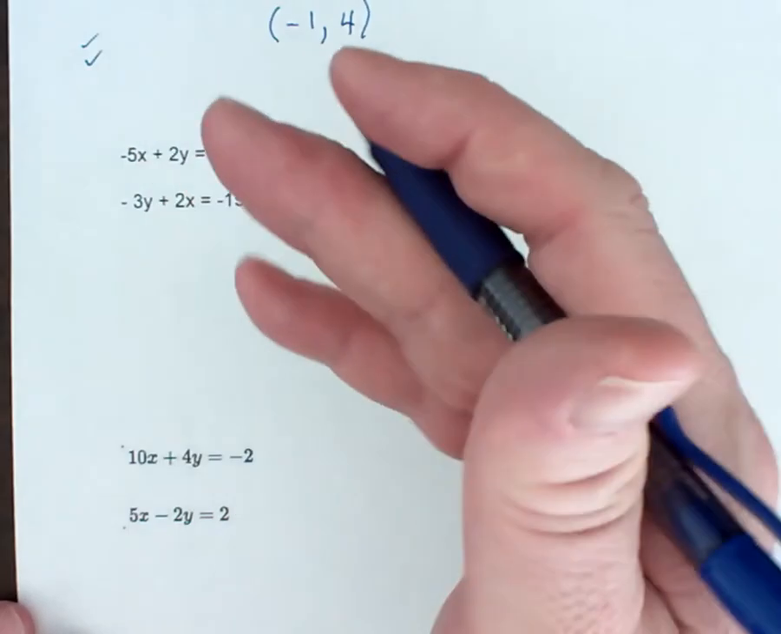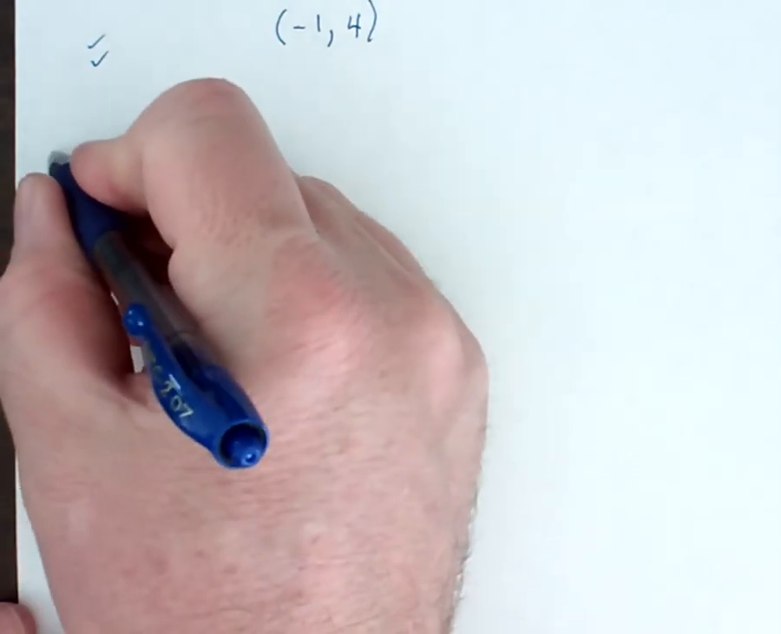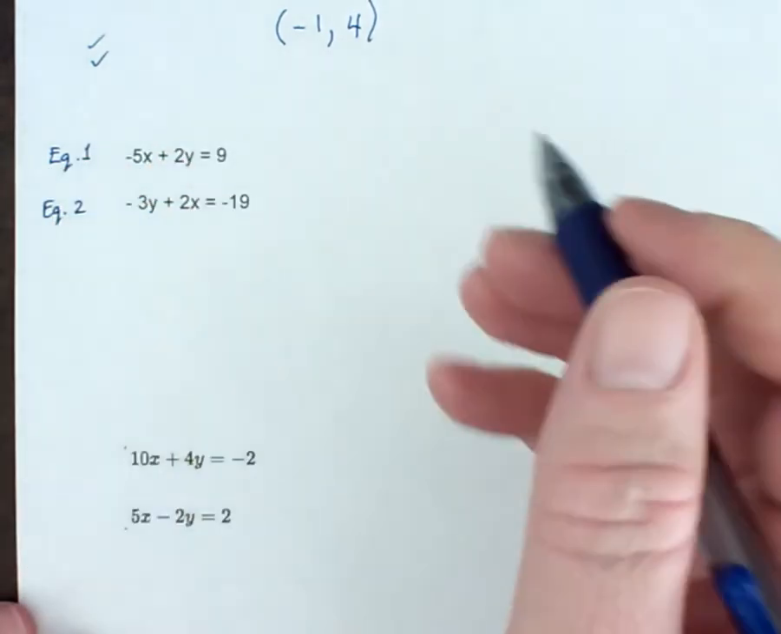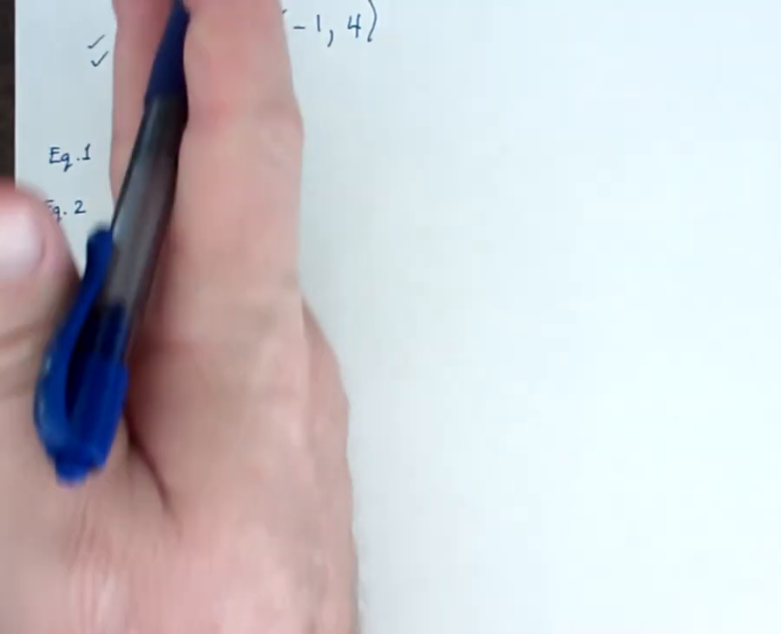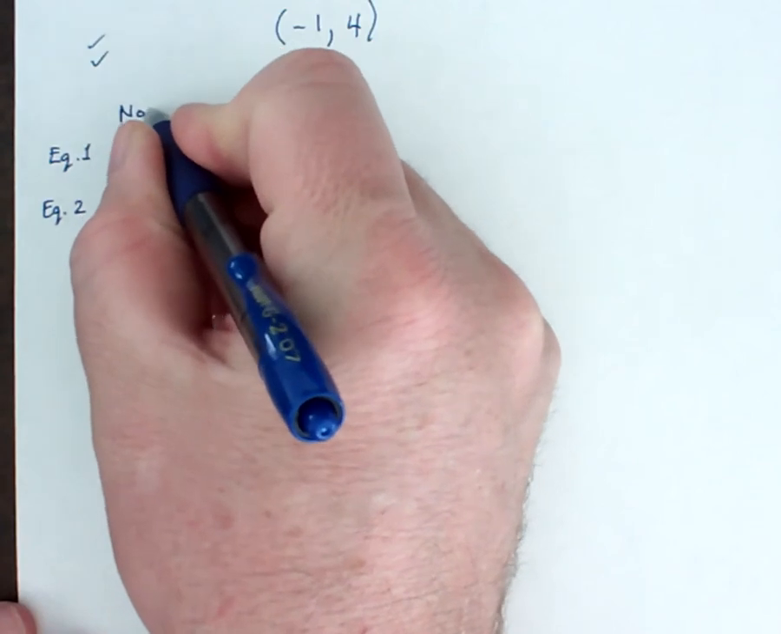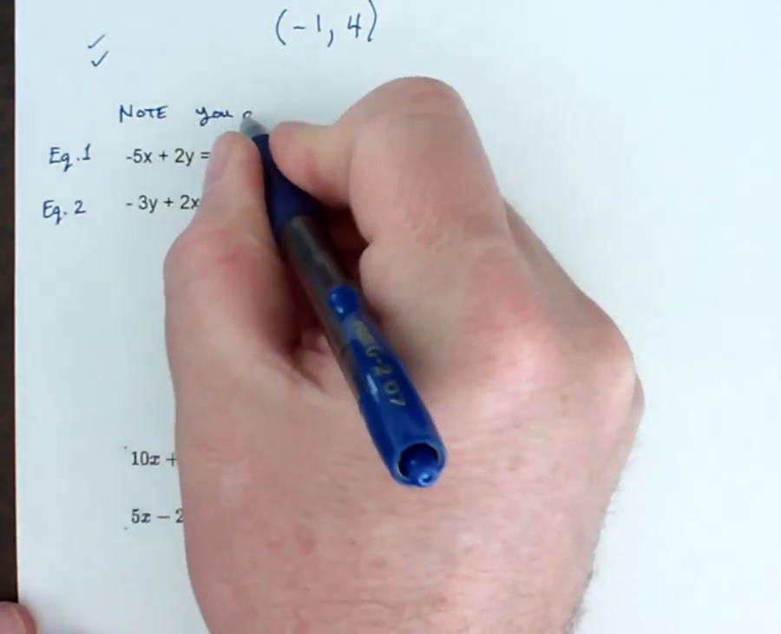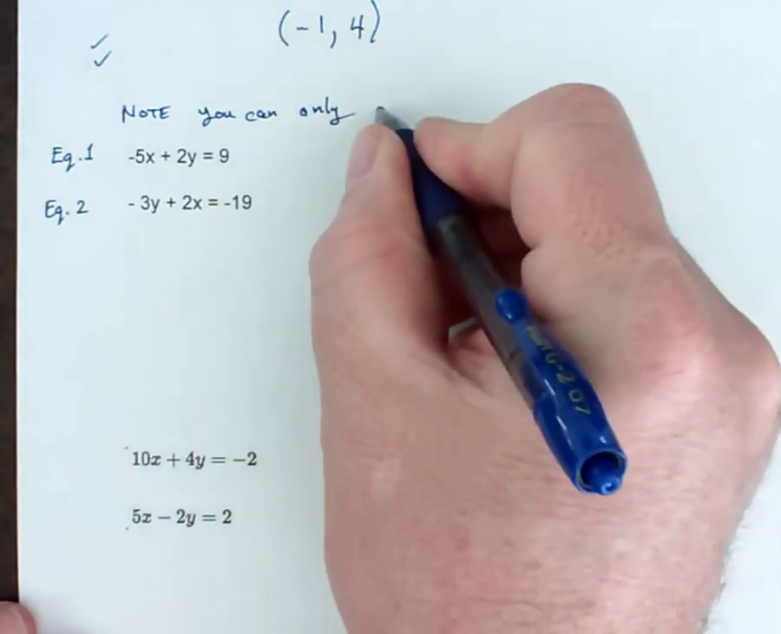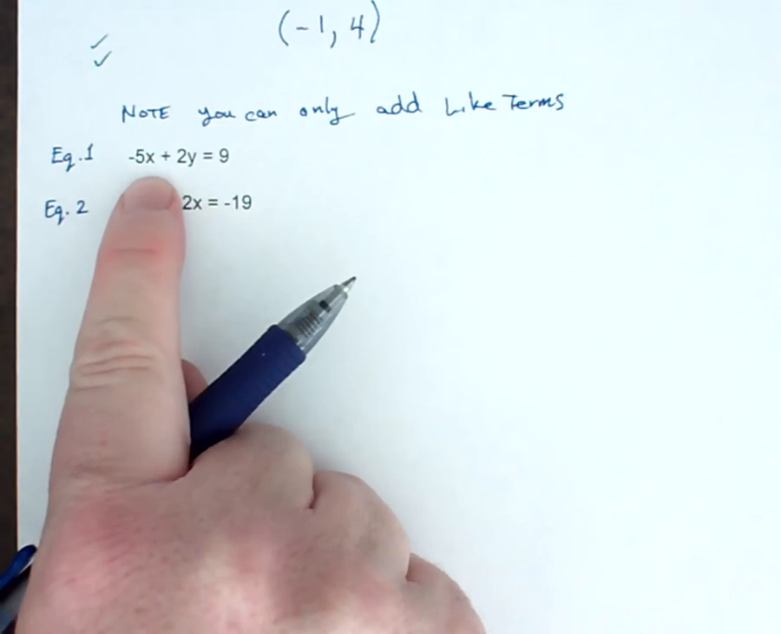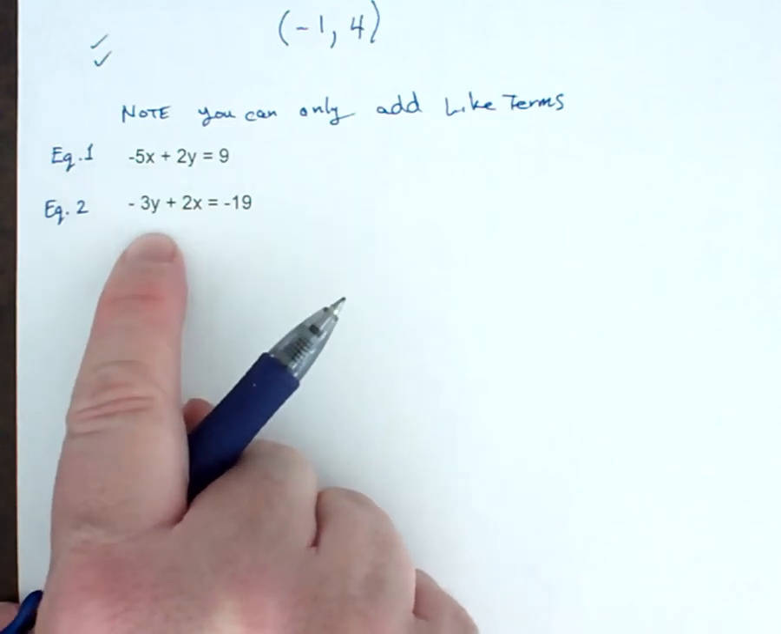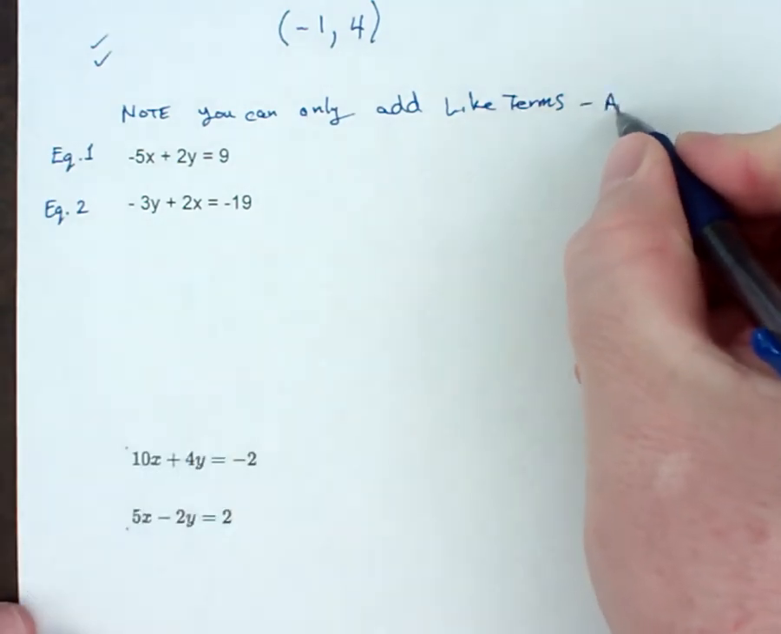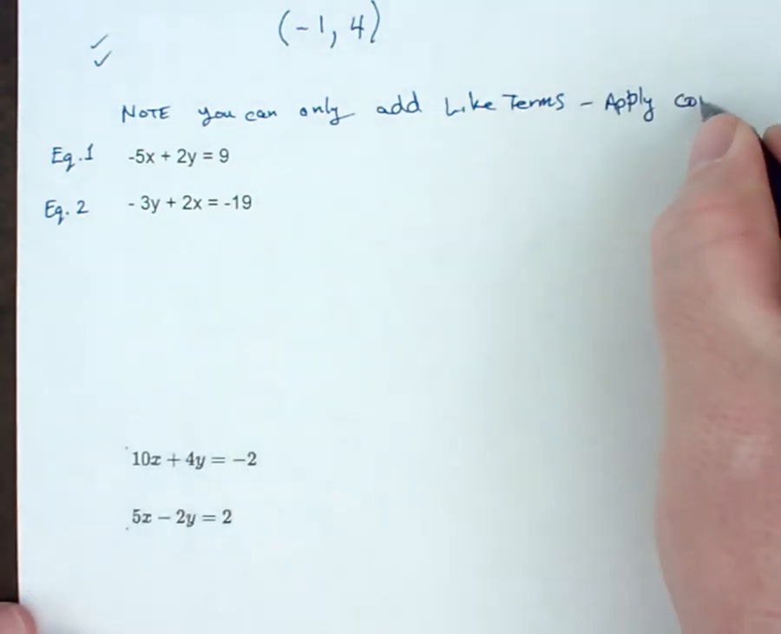Okay, now let's take a look at our situation on this problem. Here's equation 1 and equation 2. The first thing I need to look at is my variable terms. I can only add like terms. So note, you can only add like terms. Now if we look here, negative 5x minus 3y, those are not alike. The 2x is here. So I can apply the commutative property.